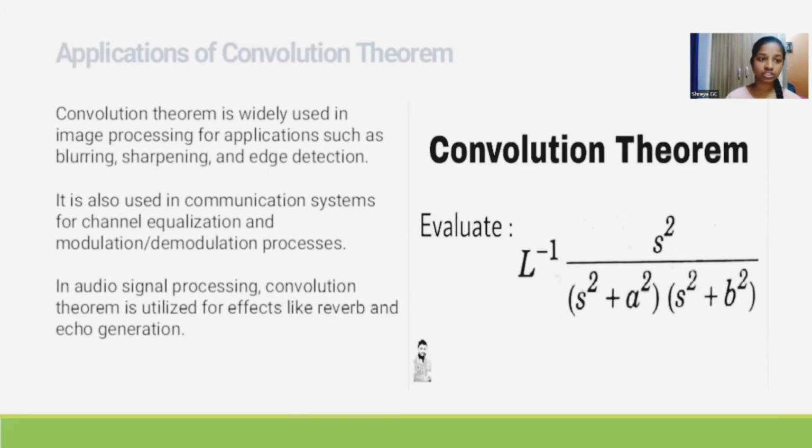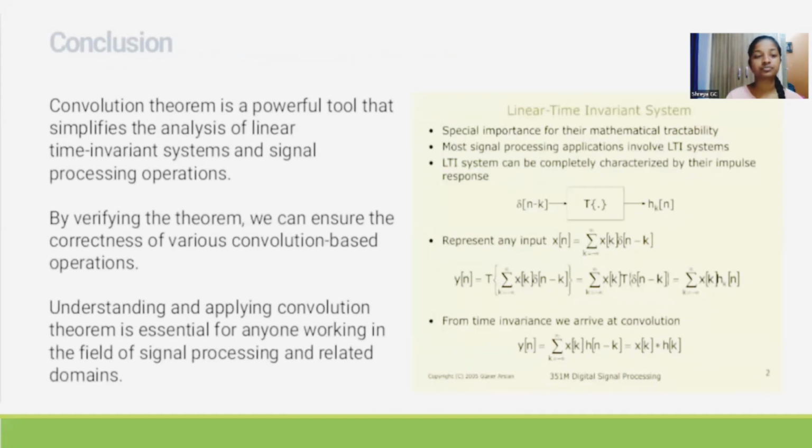Application of convolution theorem. Convolution theorem is widely used in image processing for applications such as blurring, sharpening, and edge detection. It is also used in communication system for channel equalization and modulation or demodulation process. In audio signal processing, convolution theorem is utilized for effects like reverb and echo generation.